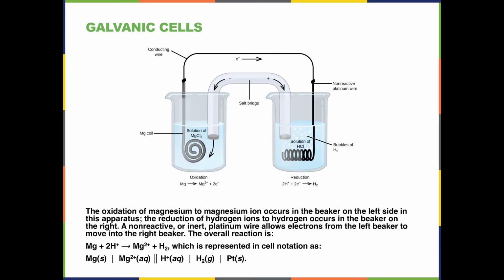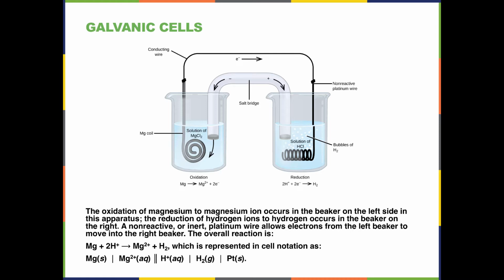So the oxidation of magnesium occurs, and the magnesium produces magnesium ions, and this occurs on the left. The reduction is hydrogen ions being made into hydrogen gas, which occurs on the right. The inactive electrode, which is on the right, is the platinum wire that allows the electrons on the left to pass and move to the right. So the overall reaction is shown: magnesium plus hydrogen ions forms magnesium ions plus hydrogen gas. The notation is shown underneath it.